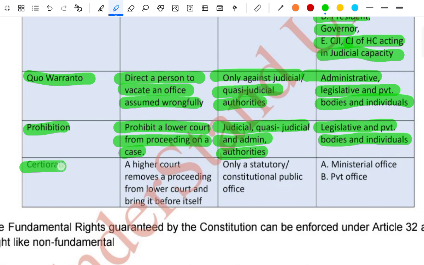Certiorari: a higher court removes all proceedings from the lower court to the higher court itself. Only against statutory, constitutional, public and ministerial offices, and not private offices.